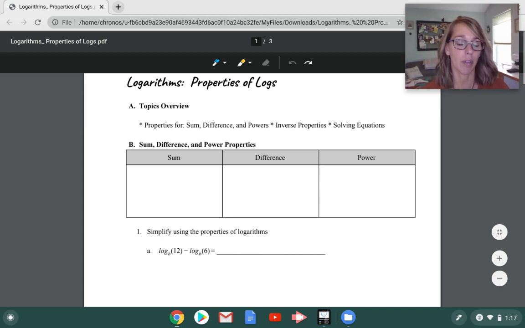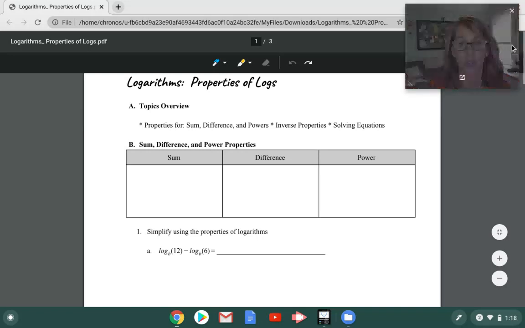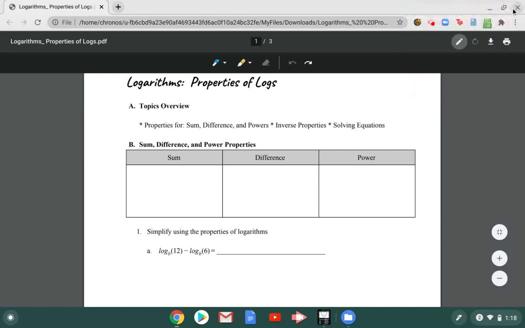We're going to look at logarithms and more specifically properties of logarithms. These properties are really, really important in terms of simplifying expressions that have logarithms in them. They're also important to solving equations, and for those of you going into calculus, they show up a lot in a calculus course. So as we get started here, I'm going to start with the three most important properties, and those are the sum, difference, and power properties.